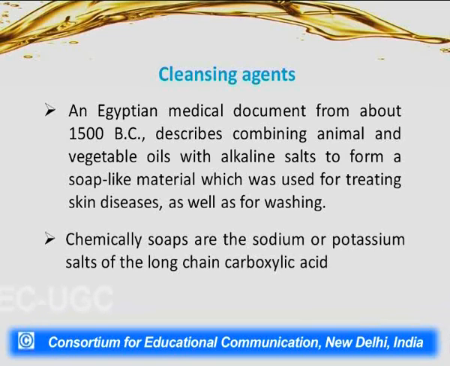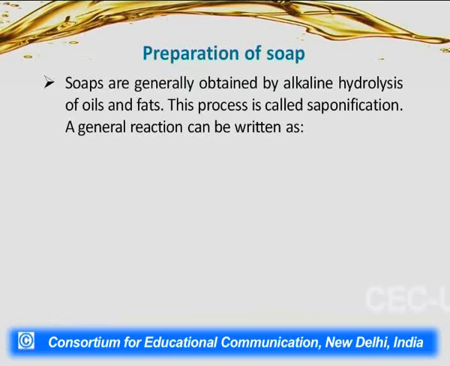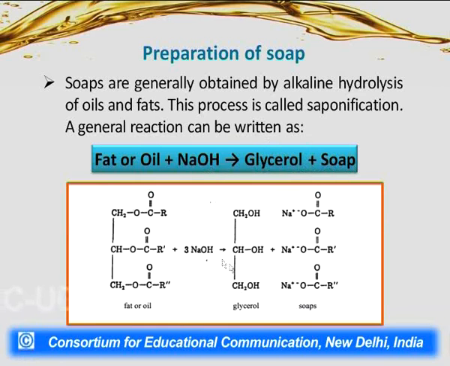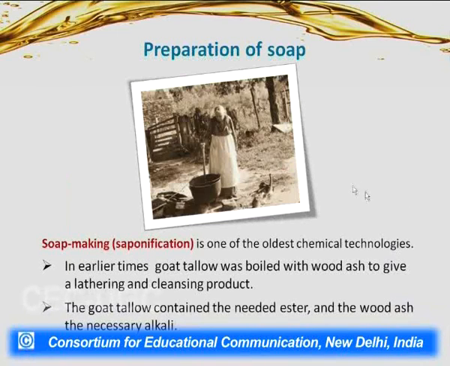Chemically, soaps are sodium or potassium salts of long chain carboxylic acids, which we discussed just before. Soaps are generally obtained by alkaline hydrolysis of oils and fats. This process is called saponification, and a general reaction can be written: fat or oil plus sodium hydroxide gives glycerol and soap. This is a chemical reaction. These ester bonds will be cleaved in presence of NaOH, and we will get glycerol and the sodium salts of carboxylic acids, which are obtained as soap.